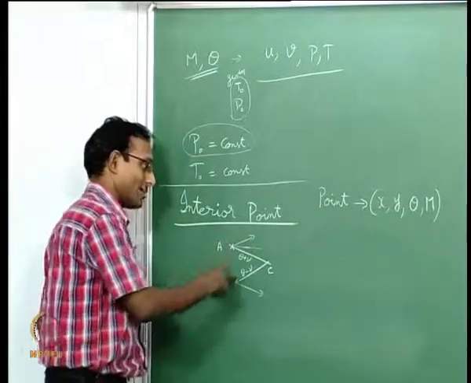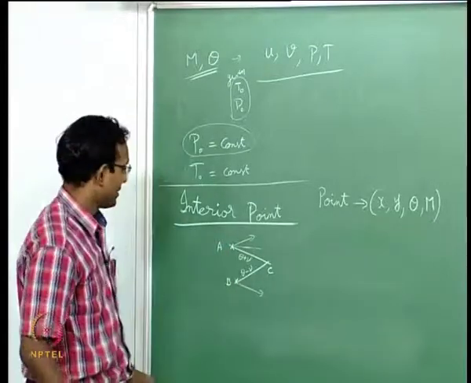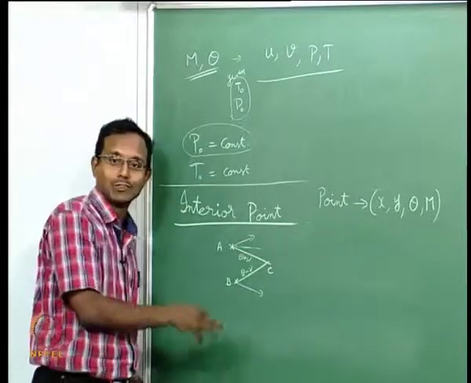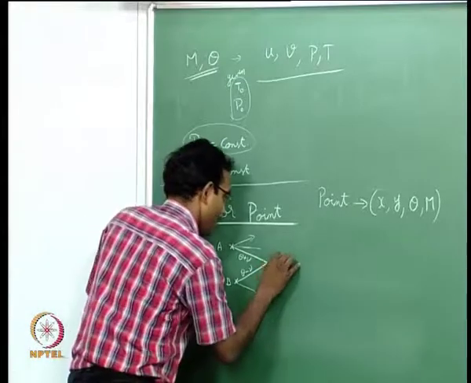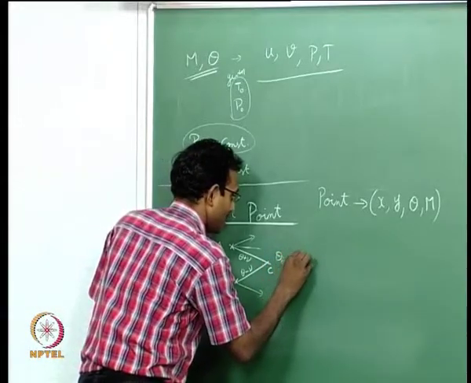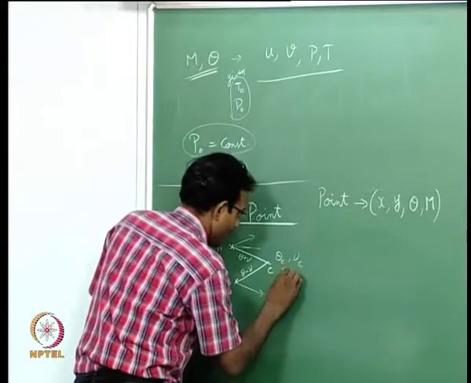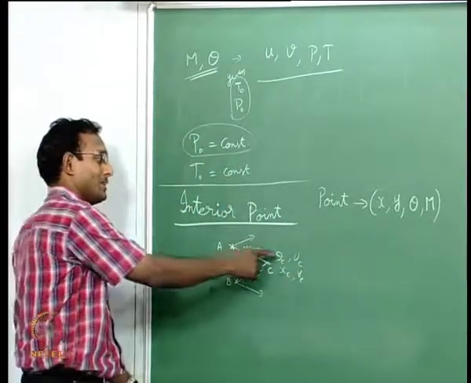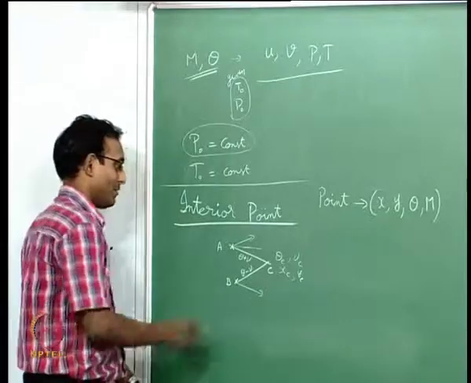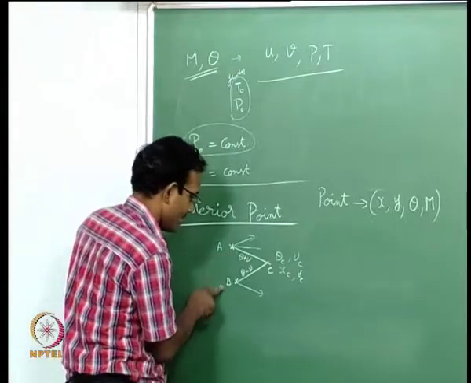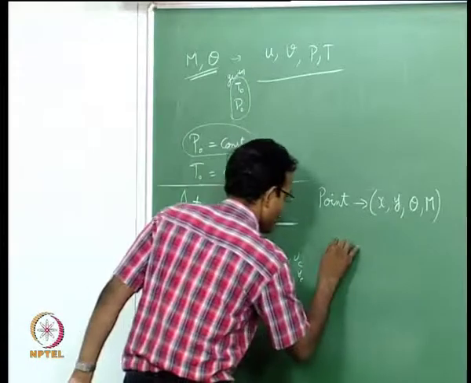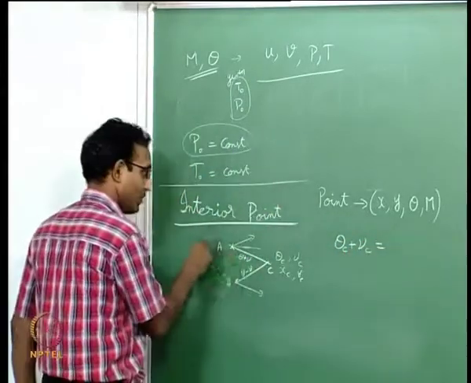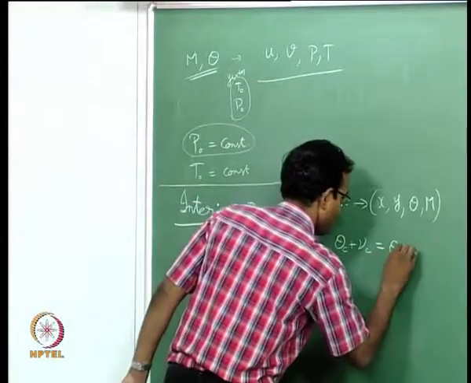Anyway, how will I solve for this? I already told you how to solve for theta c and nu c. Those are the unknowns, right? I do not know theta c and nu c, and I also do not know x at c and y at c. First we will look at theta c and nu c, which are easy. We know theta a and nu a, and we know theta b and nu b. So I can write theta c plus nu c is equal to theta a plus nu a.